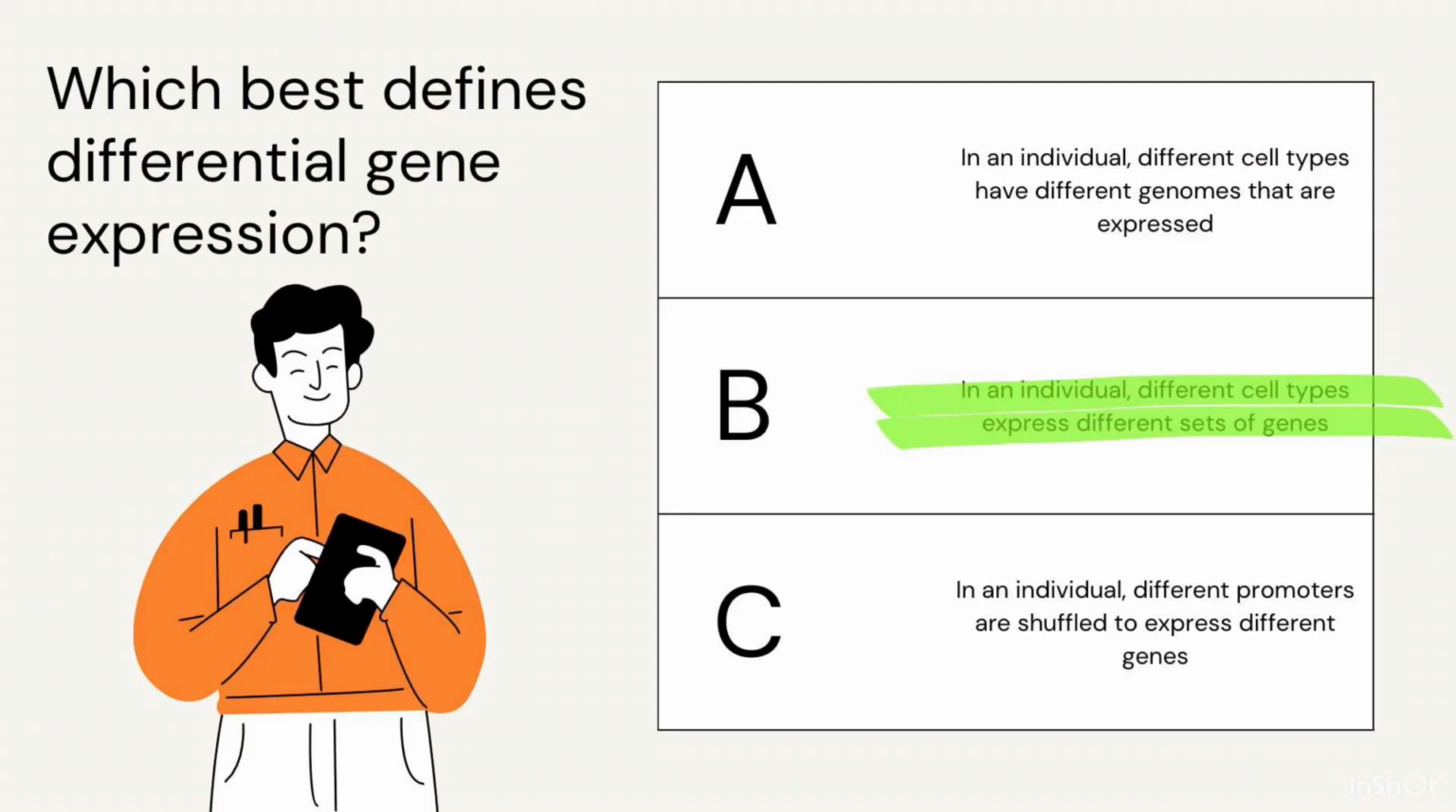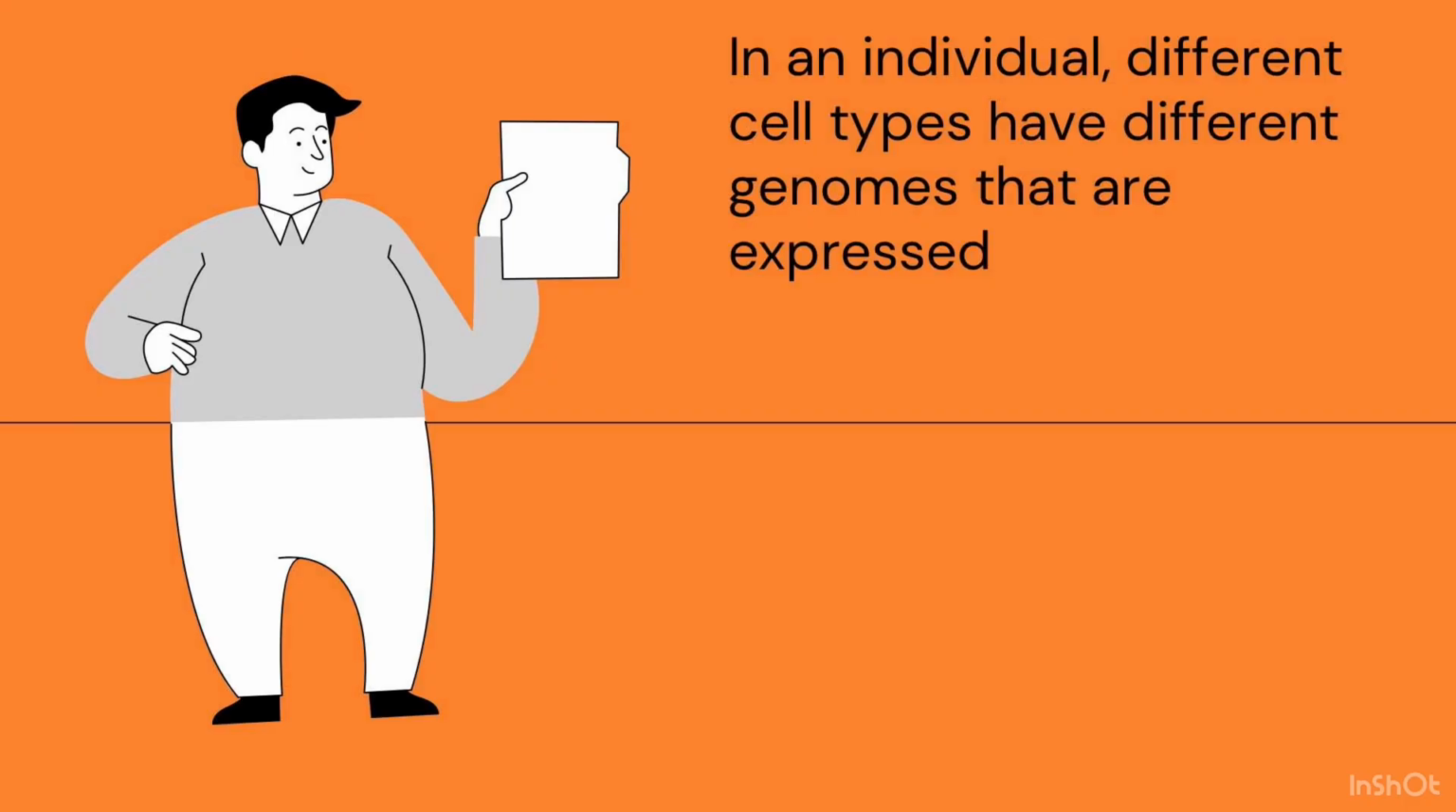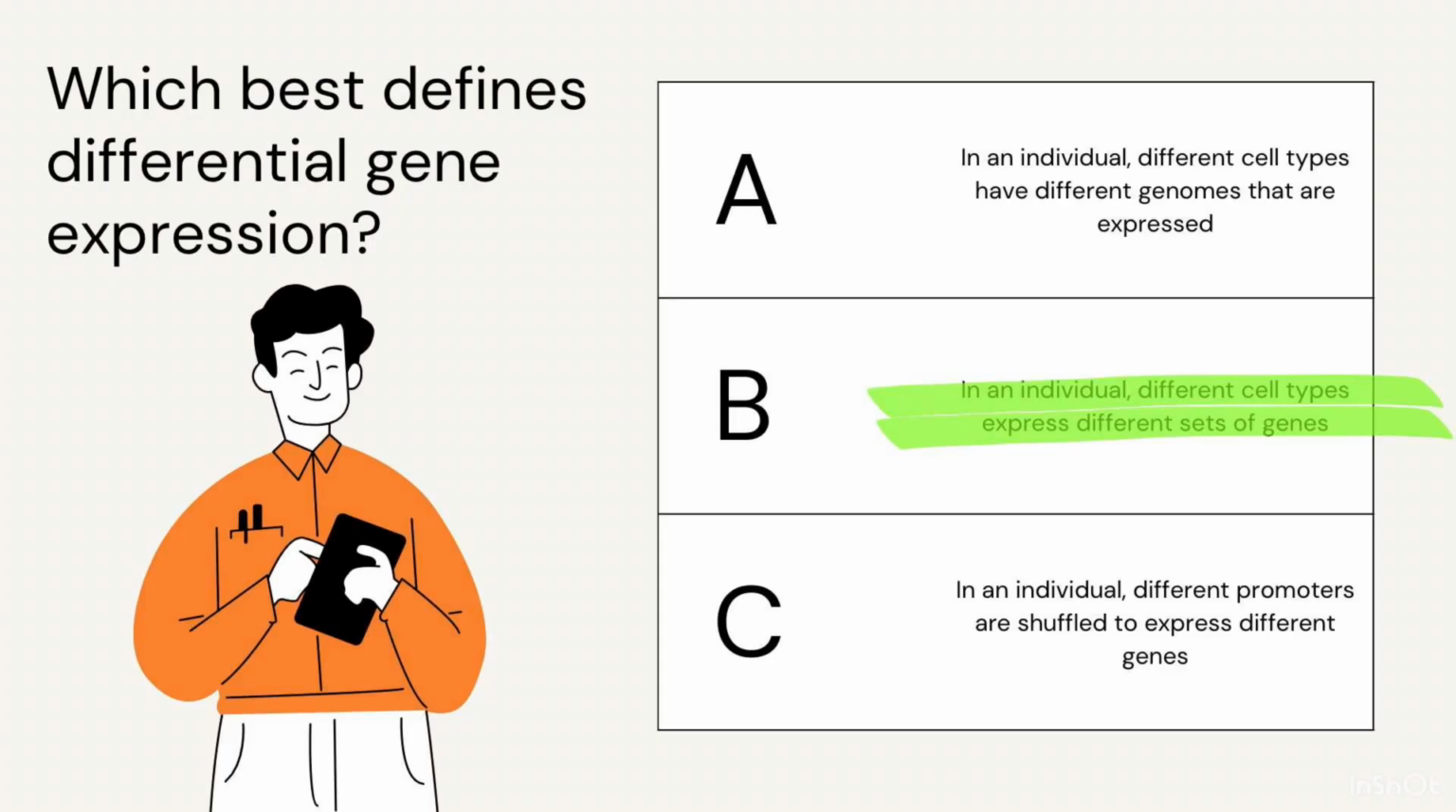Let's look at A. In an individual, different cell types have different genomes that are expressed. Why is this wrong? This is incorrect because all the cells within an individual have the same genome. Only the expression of certain genes can differ. The genome of an organism is fixed and is the same in every cell of that individual. That is key to remember.